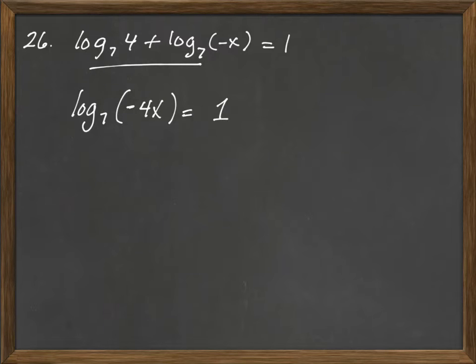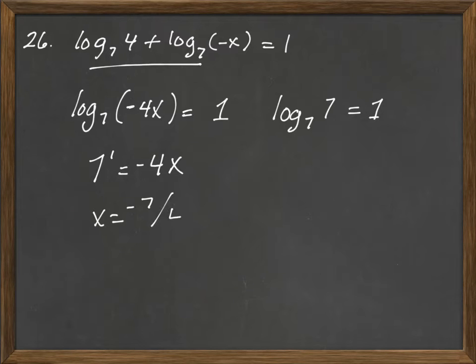All right, so now I can do it 2 ways. If I want to turn 1 into a log 7, I can. Because isn't log 7 of 7 equal to 1? 7 to the what equals 7? 1. So I can change it to log 7, or I can just turn it into an exponent. 7 to the 1 equals negative 4x. So that would be x equals negative 7/4.